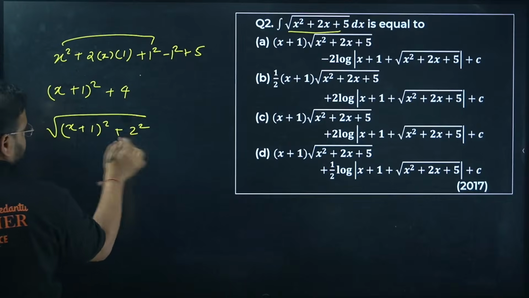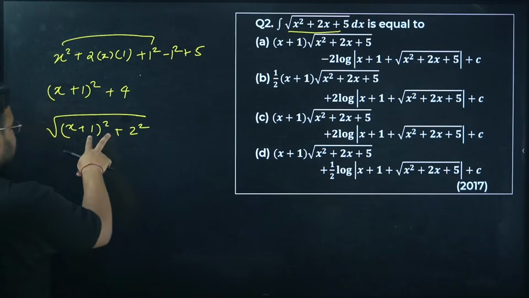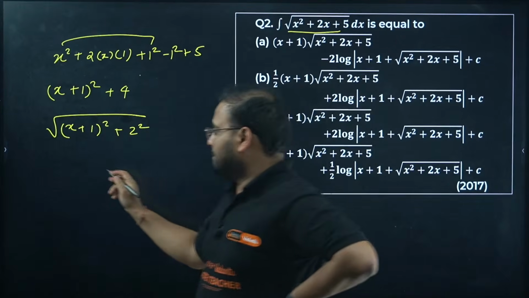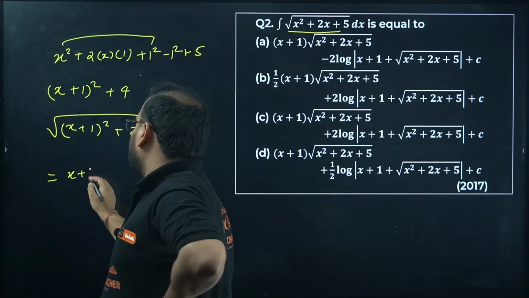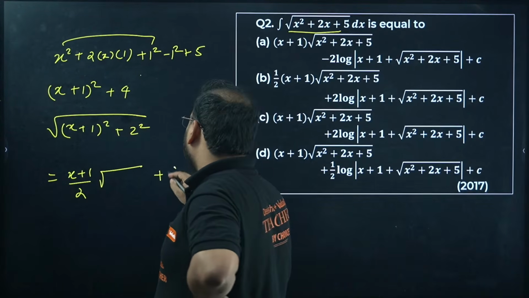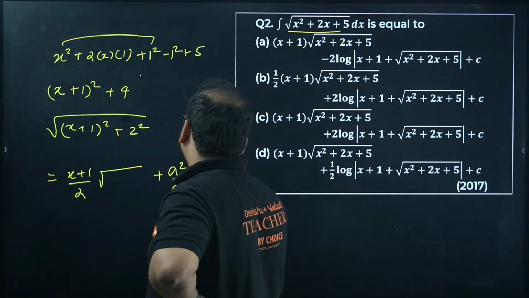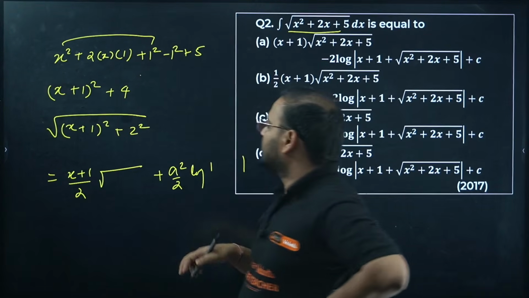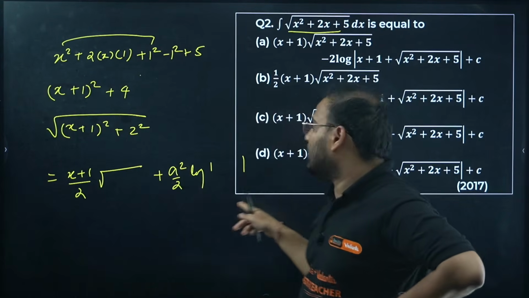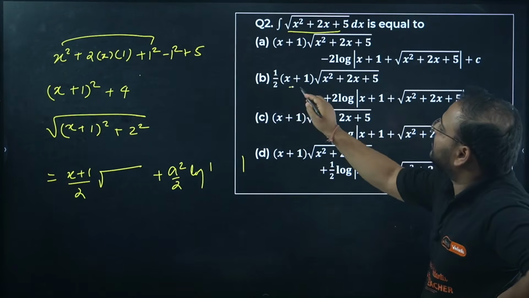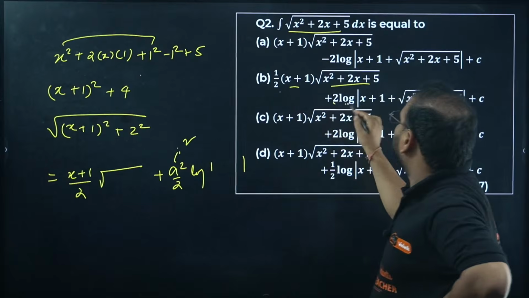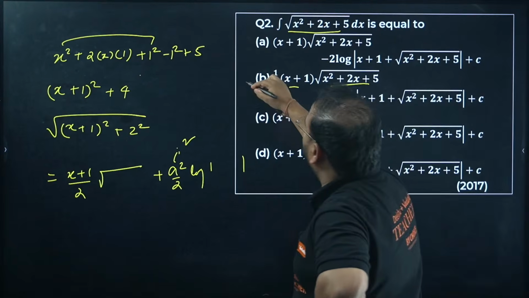So this is becoming x plus 1 the whole square plus 2 square, and we have the root. What is this? This is your particular function: x plus 1 by 2 into the same root repeats, plus a square by 2, again log of the same thing. Remember the formula? So x plus 1 by 2 is there, and a square will be 2 square by 2, meaning 4 by 2. The answer is coming as x plus 1 by 2, same root repeats, and then this value is 2, so 2 log of x plus 1 plus the same root repeats.